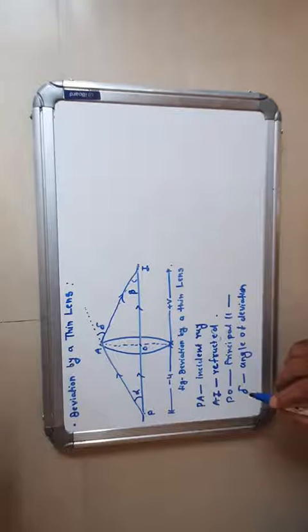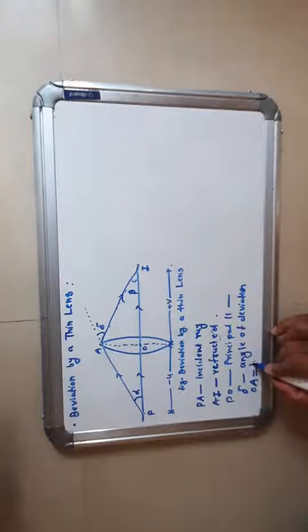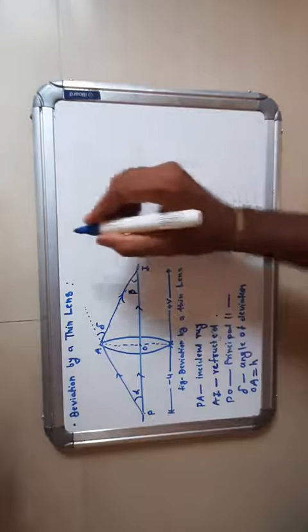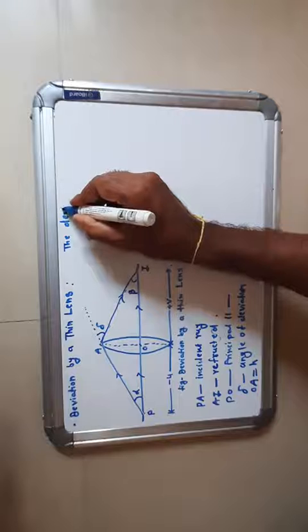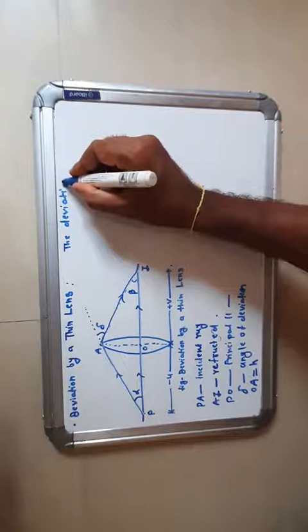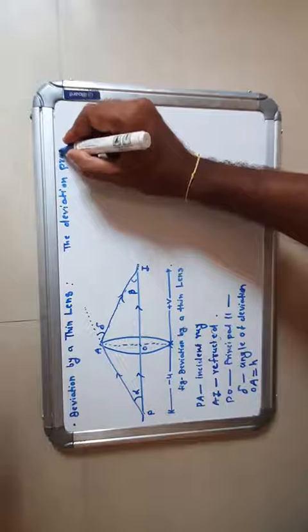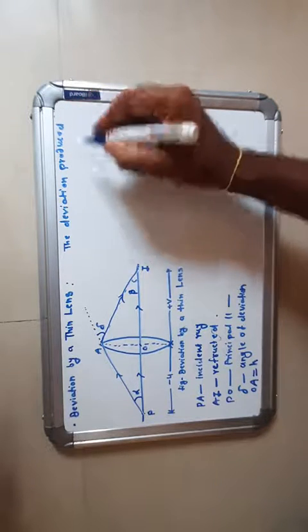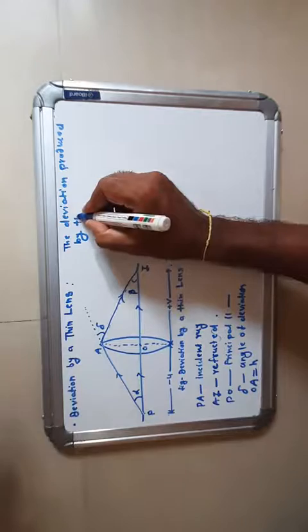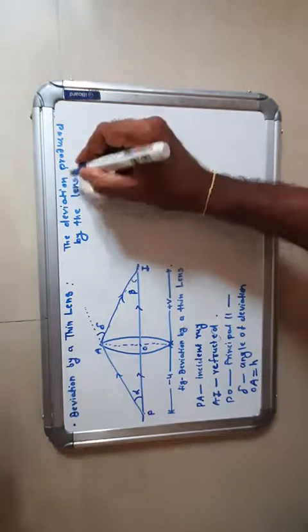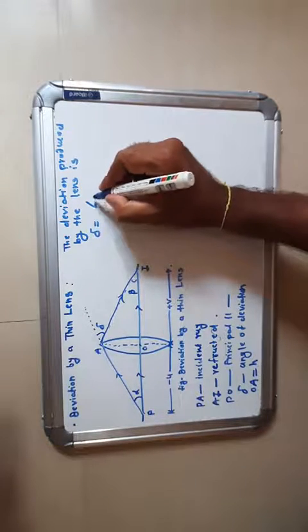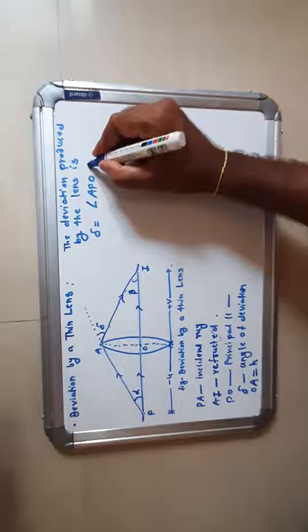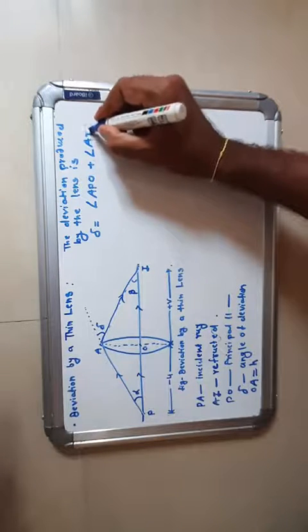Let OA be equal to H, so the distance OA is H. Then the deviation produced by the lens is del, which is equal to angle APO plus angle AIO, right?